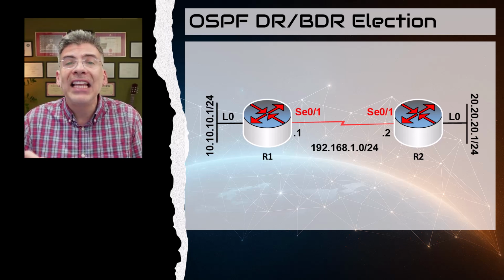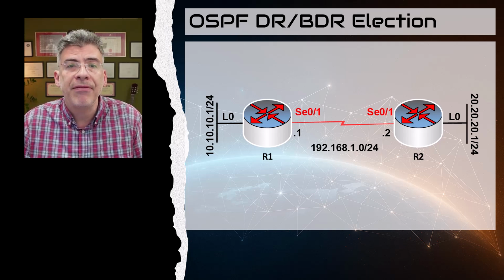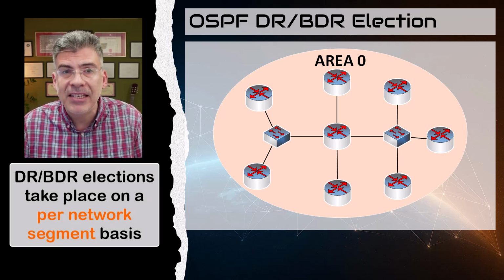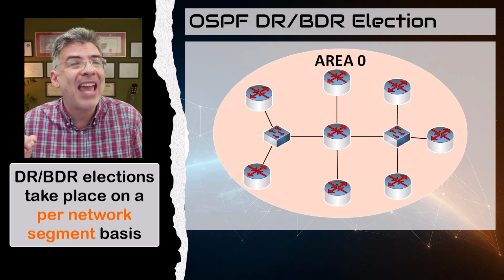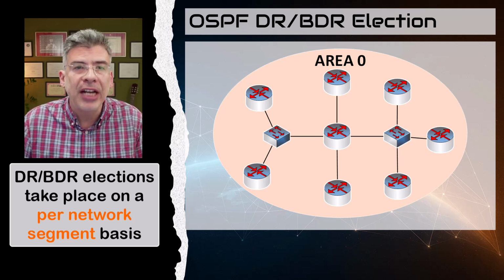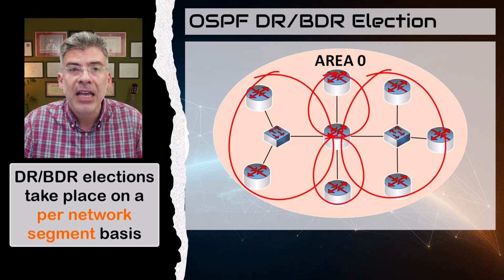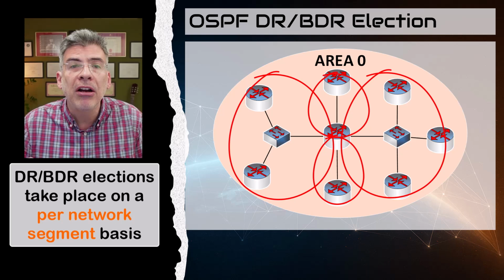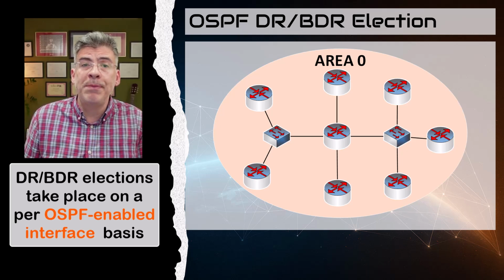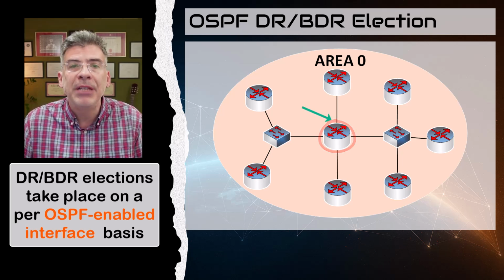But before we end off, I'd like to mention one more thing that is often confusing for those learning about OSPF. A DR-BDR election takes place on a per network segment basis and not on a per OSPF area basis. That means that within a topology like this one, assuming all links are Ethernet links, we will have a DR-BDR election for each of these network segments. Additionally, this means that a DR-BDR election will take place on a per interface basis as well. So a single OSPF router, such as this one here, will actually participate in 4 different DR-BDR elections.